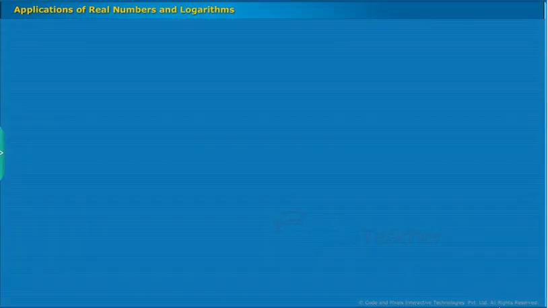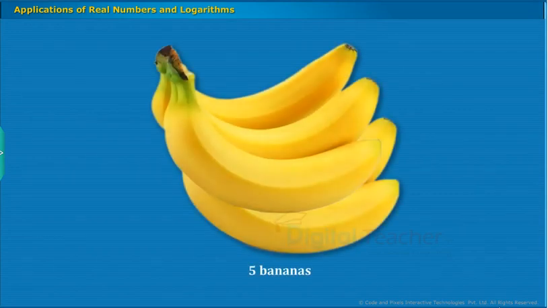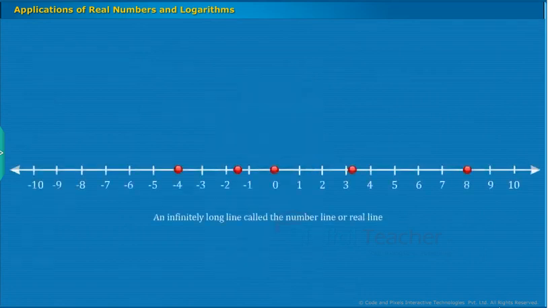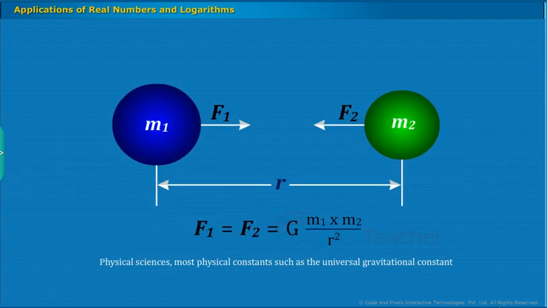Applications of real numbers and logarithms. Application of real numbers. Real numbers help us to count and measure quantities of different items. You dial real numbers in your mobile phone to call a friend. Real numbers can be thought of as points on an infinitely long line called the number line or real line. In the physical sciences, most physical constants such as the universal gravitational constant and physical variables such as position, mass, speed and electric charge are modeled using real numbers.